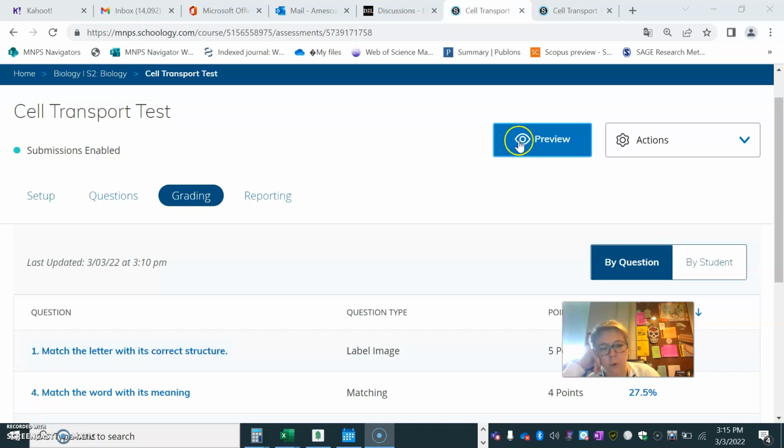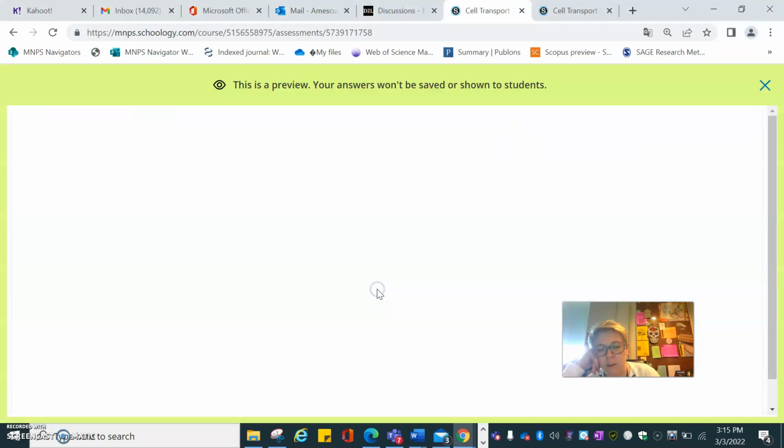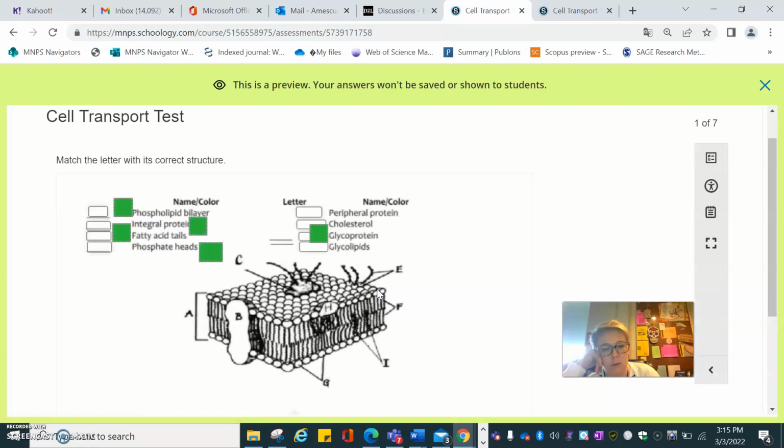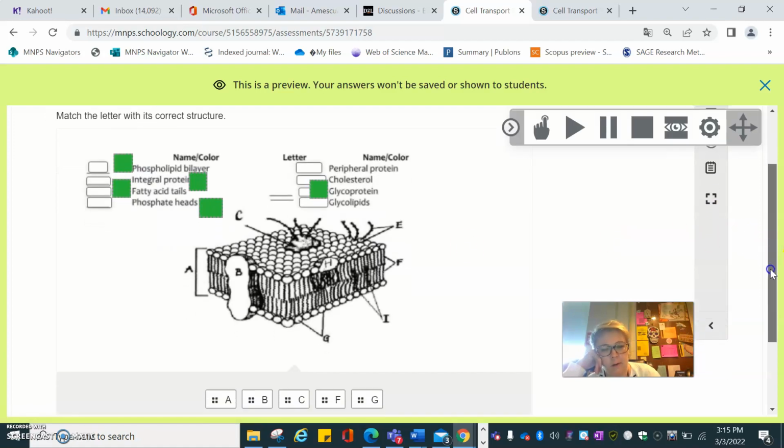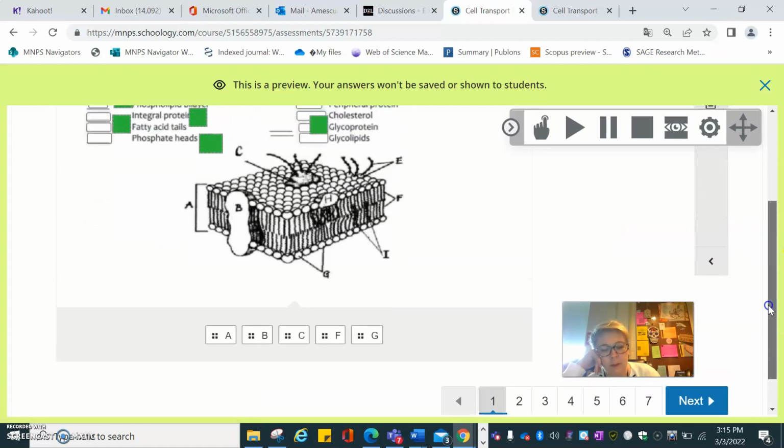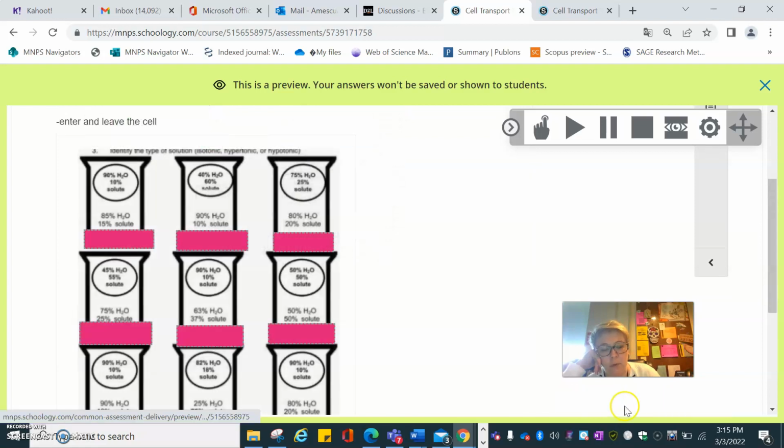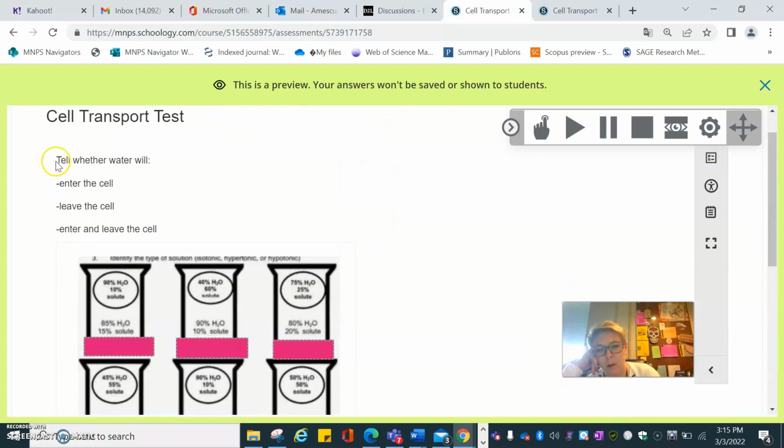All right, so here is an explanation of the next osmosis problem. So problem 6. Tell whether water will enter the cell, leave the cell, or enter and leave the cell at the same time.